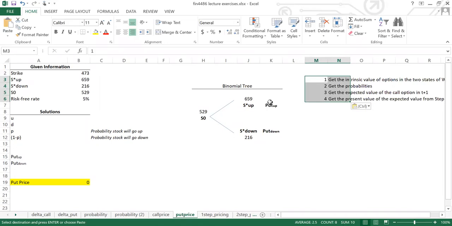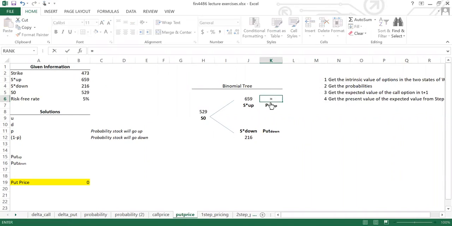I'm going to copy these steps from here. So if we follow the same steps, the first step is get the intrinsic values, right? In the case of a put option, remember the formula is max of strike price minus stock price, or zero. So we just type this here. And of course, if the stock price moves up above the strike price, this is out of the money, so the put option price is zero. And then we do the same here: strike price minus stock price if the price moves down, or zero.